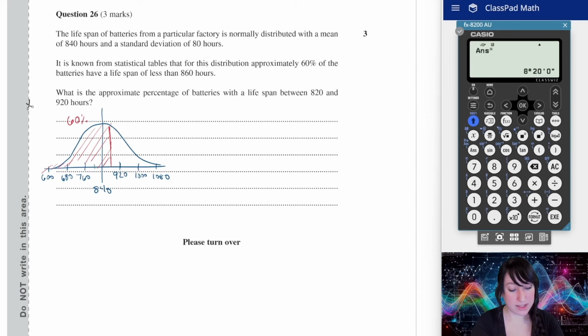So that would be here to here. Now, we don't quite have information about the percentages below or above 820. However, notice that 820 is symmetrically below the mean compared to what we were given at 860. 860 is 20 above, and 820 is 20 below. Now we know that 60% of the data will be below 860. That means that 40% will be above. Symmetrically, that means that 40% will be below 820.